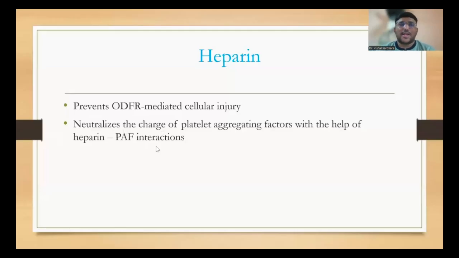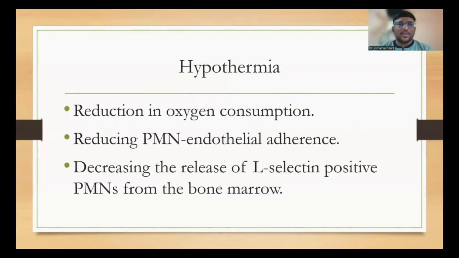Heparin neutralizes the charge of platelet aggregating factors with the help of heparin platelet aggregation factors interaction. So it will prevent platelet aggregation, and with that we can reduce the coagulopathy. Then hypothermia: reduction in oxygen consumption, reducing PMN and endothelial adherence, decreasing the release of ELF selectin positive PMN from the bone marrow.